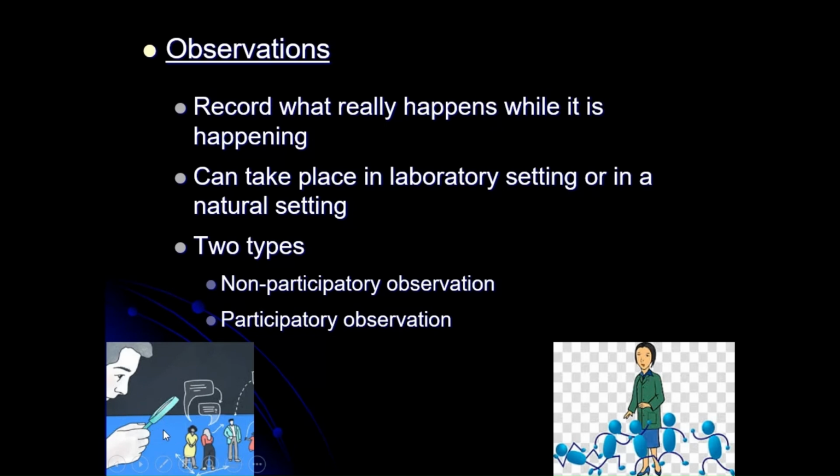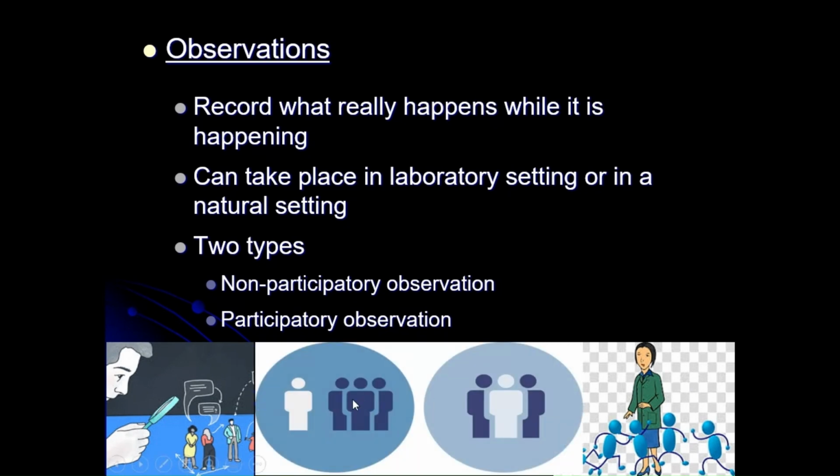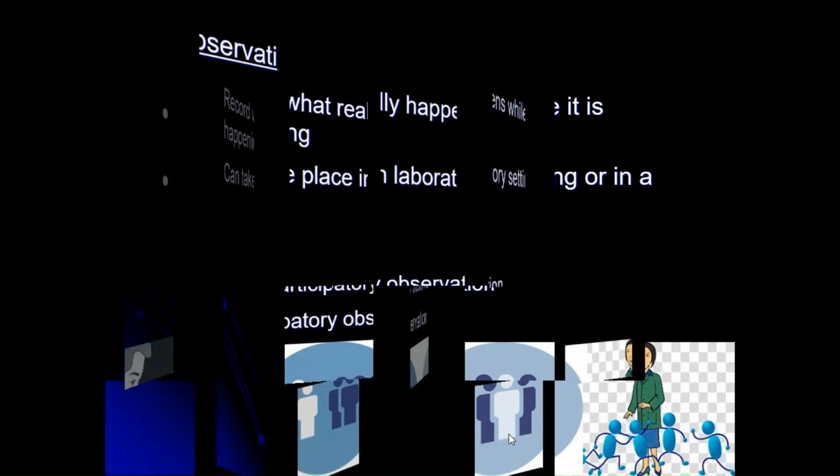non-participatory observation, where you are not a member of the target group, but as an outsider you observe what happens and collect your data. In participatory observation, while being a member of the target group, you collect the data that you want. So this is non-participatory, you are an outsider. Participatory, you collect data while being with the target group.